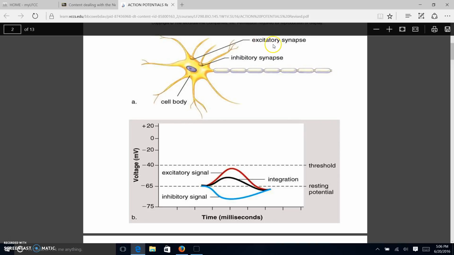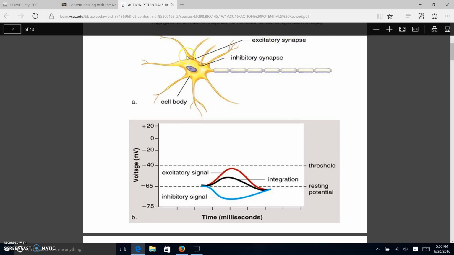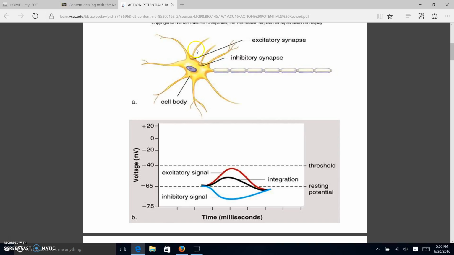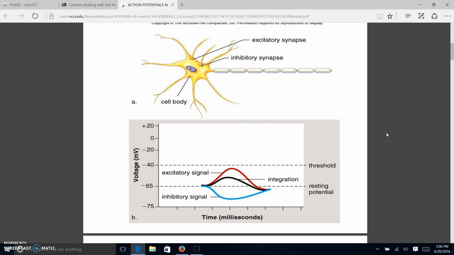All right, notice we do have the term excitatory and inhibitory, and synapse is actually where the neurotransmitter is being released from one neuron to another. Okay, so we'll get into the difference between what's going on with an excitatory and inhibitory a little bit later. But right now, let's look at our setup and our graph here. It's really important to understand this.